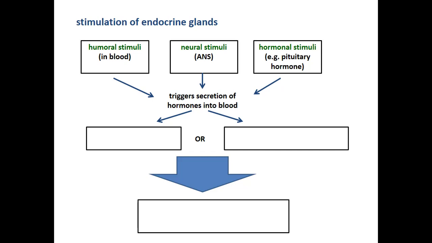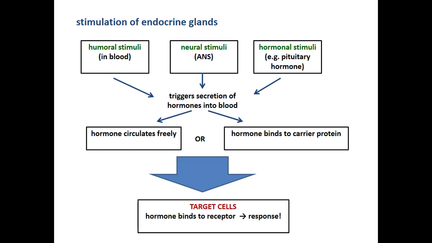When these hormones are released, they are released into the blood. In the case of hormones which are water-soluble, they will circulate freely. In the case of hormones which are water insoluble, lipid or steroid hormones, they will be transported on carrier proteins. These hormones will circulate in the blood, and when they reach their target cells, they will bind to receptors and bring about some kind of response. Not all cells have receptors for all hormones, so the target cells will be those cells that have receptors for a particular hormone.